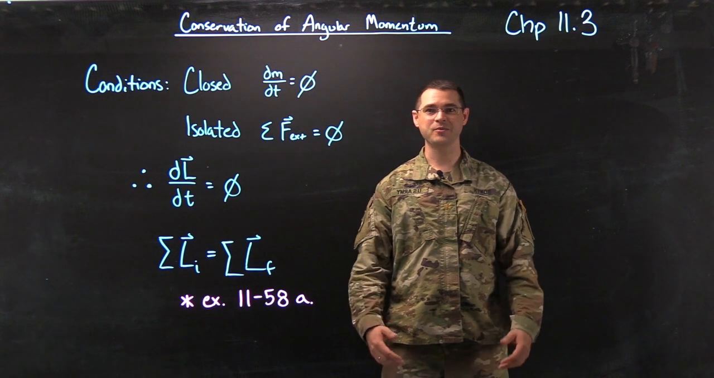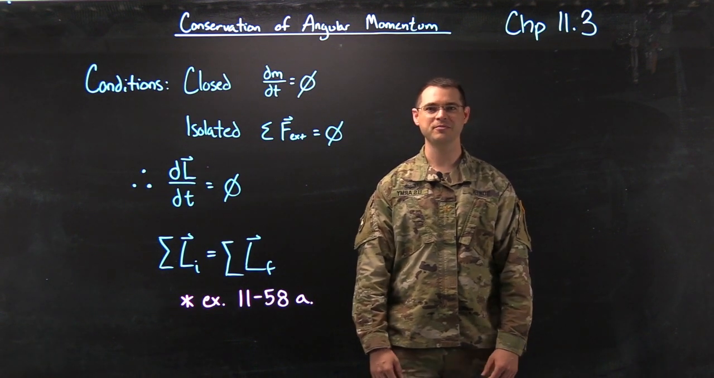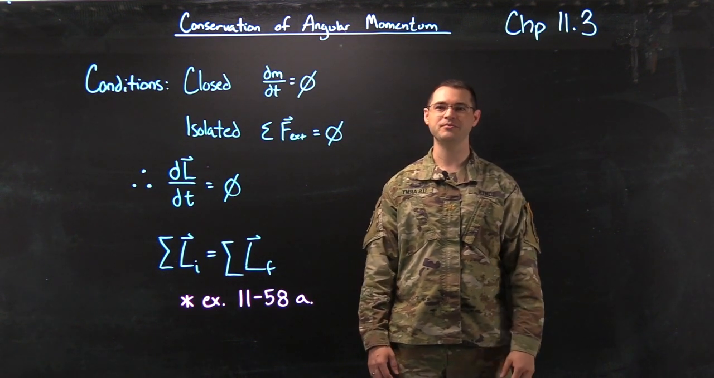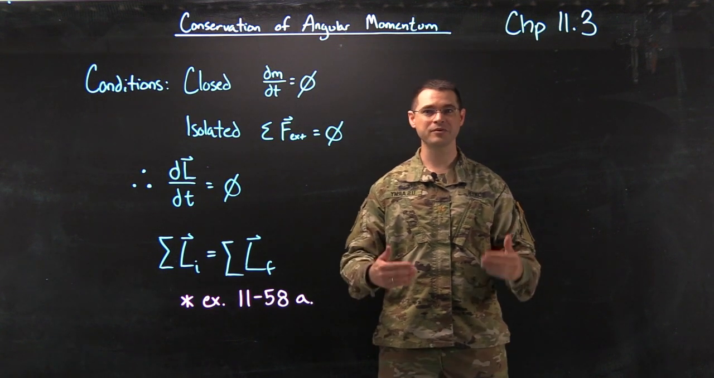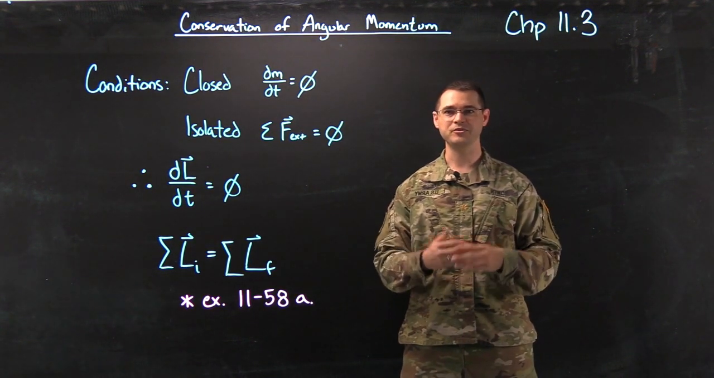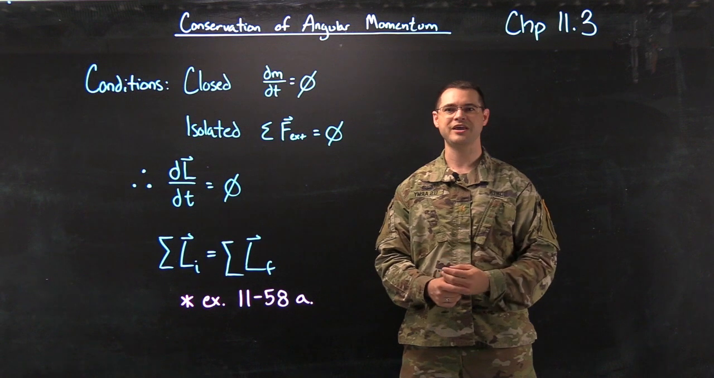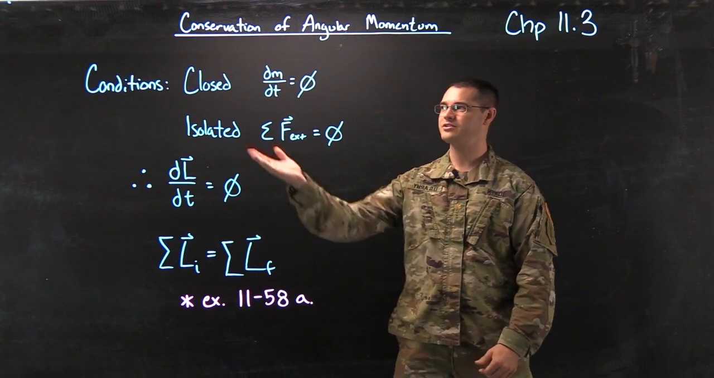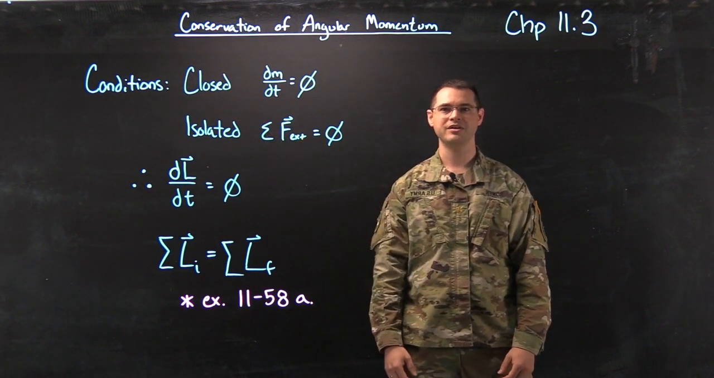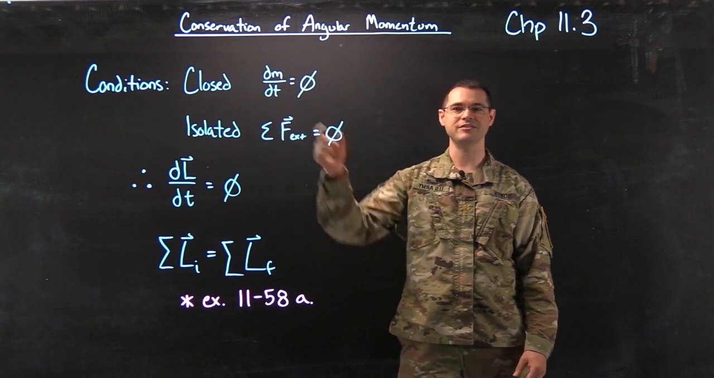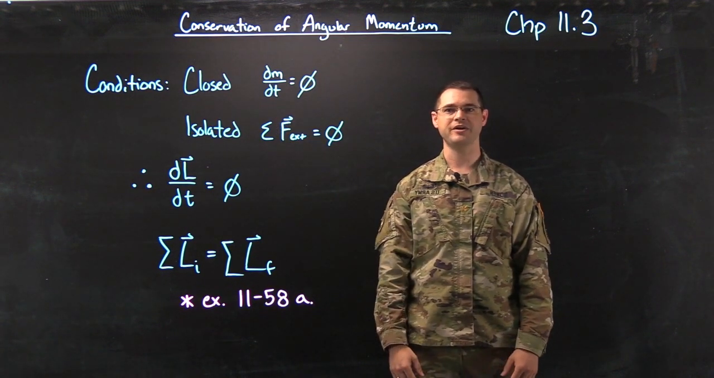Hey physics fans, today we're going to be talking about conservation of angular momentum, which is in chapter 11.3 in the text. Now, in order for conservation of angular momentum to occur, we need two conditions to happen. The first of those conditions is that we have a closed system. A closed system meaning the mass in the system does not change over time.